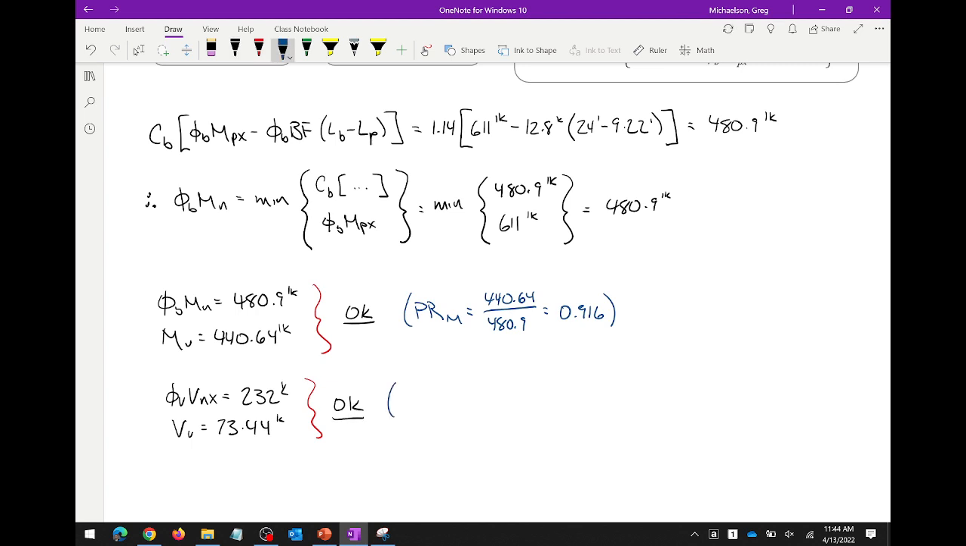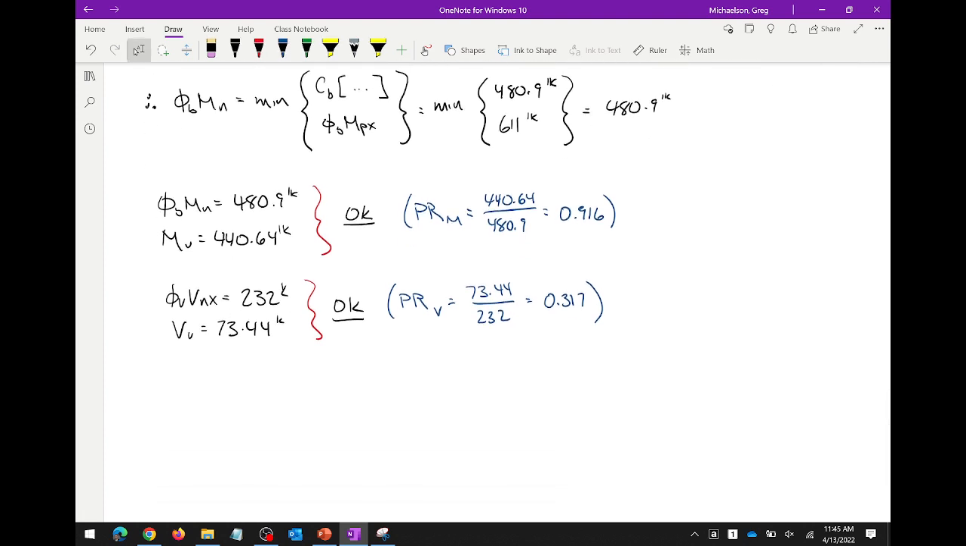But when you look at its performance ratio, we take 73.44 and divide it by 232. We get a much lower number. It's something like 0.317. Again, steel beams and buildings, they just have a lot of shear capacity. They just do.